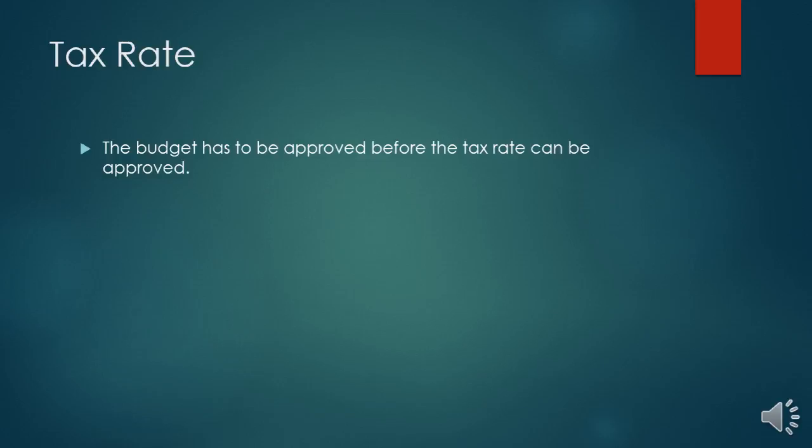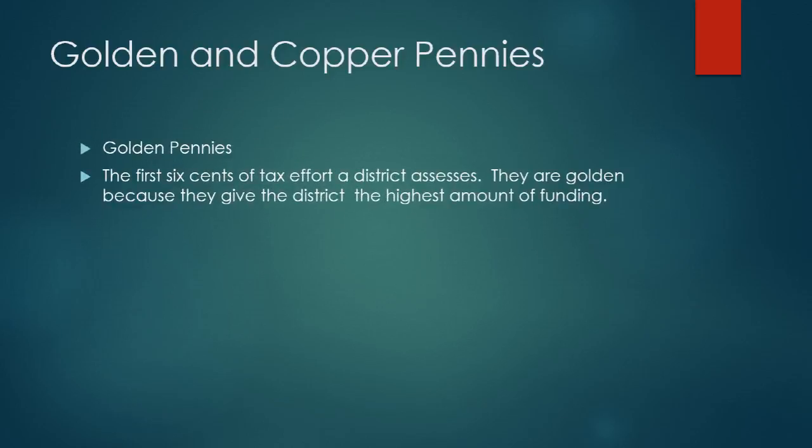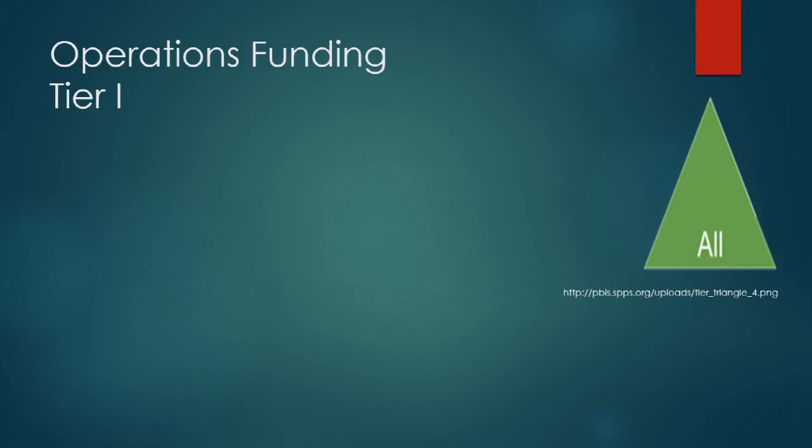Tax rate. The budget has to be approved before the tax rate can be approved. There are things called golden pennies and copper pennies. Golden pennies are the first 6 cents of tax effort a district assesses. They are golden because they give the district the highest amount of funding, and this is supplemental funding. And then there are copper pennies, which are the cents above the first 6 cents of the tax M&O, and give a lower amount of funding, so it doesn't supplement as much.